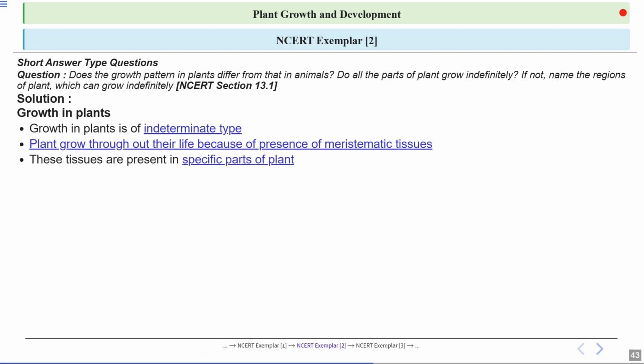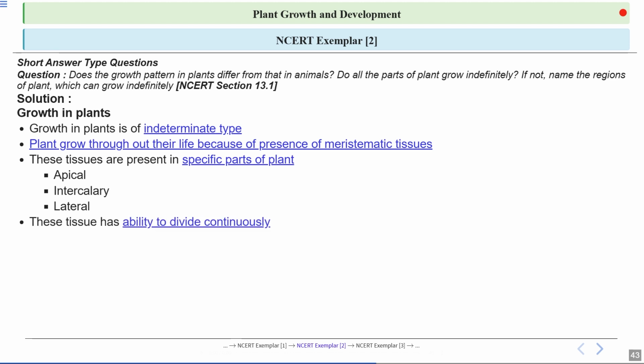Now these tissues are present in specific parts of the plant. They are not present everywhere. Where are they present? They are present at the apical meristem, intercalary meristem, and lateral meristem. Three meristems are there. These tissues have the ability to divide continuously. The apical meristem will divide continuously, intercalary will divide continuously, as well as the lateral, that also divides continuously.